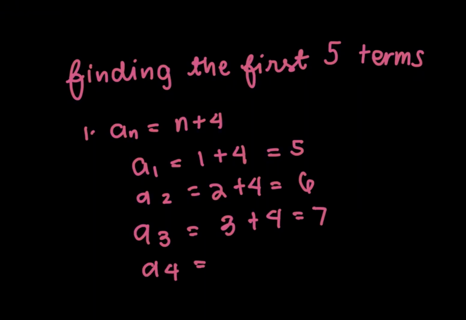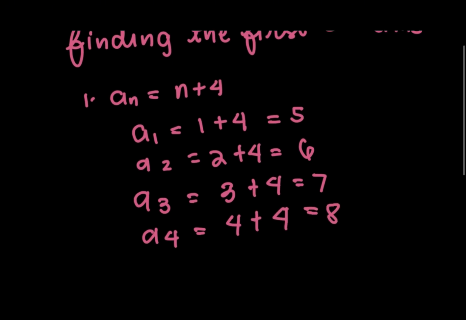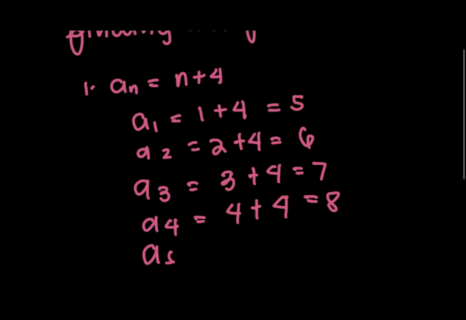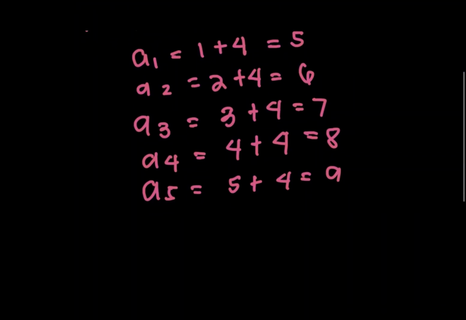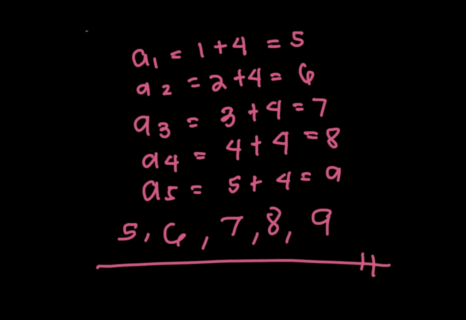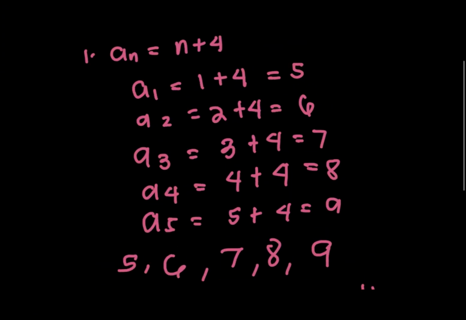And continuing, we have 4 plus 4, it's 8. And a sub 5, that is 5 plus 4 equals 9. So our first 5 terms are 5, 6, 7, 8, and 9. So this is the first 5 terms for n plus 4.